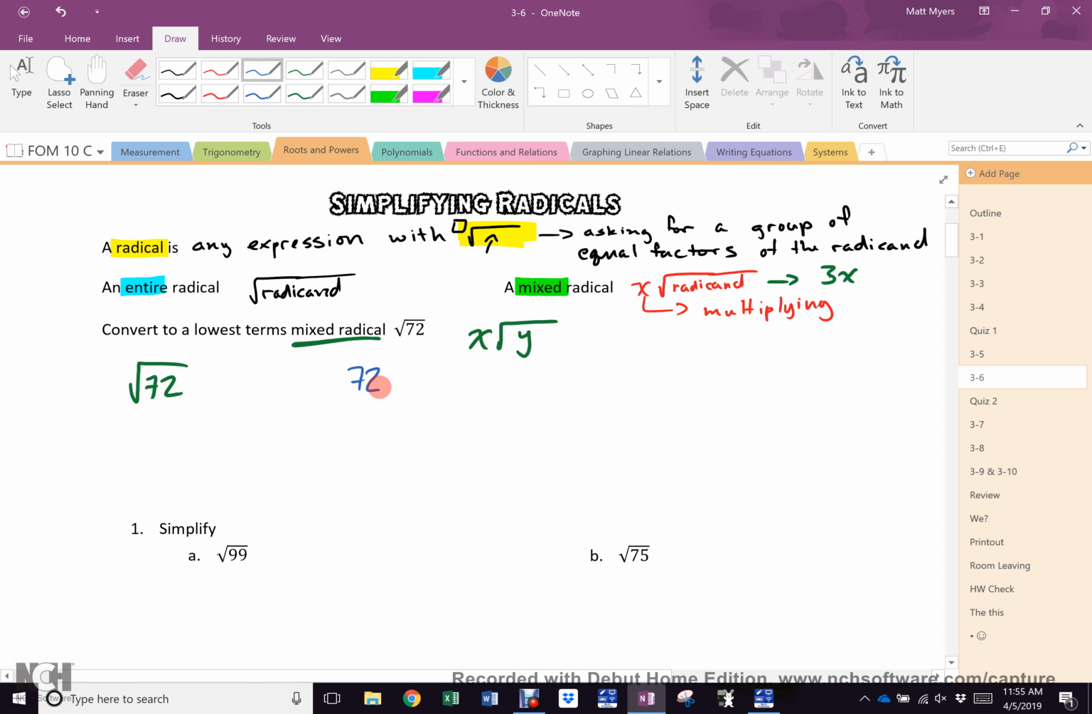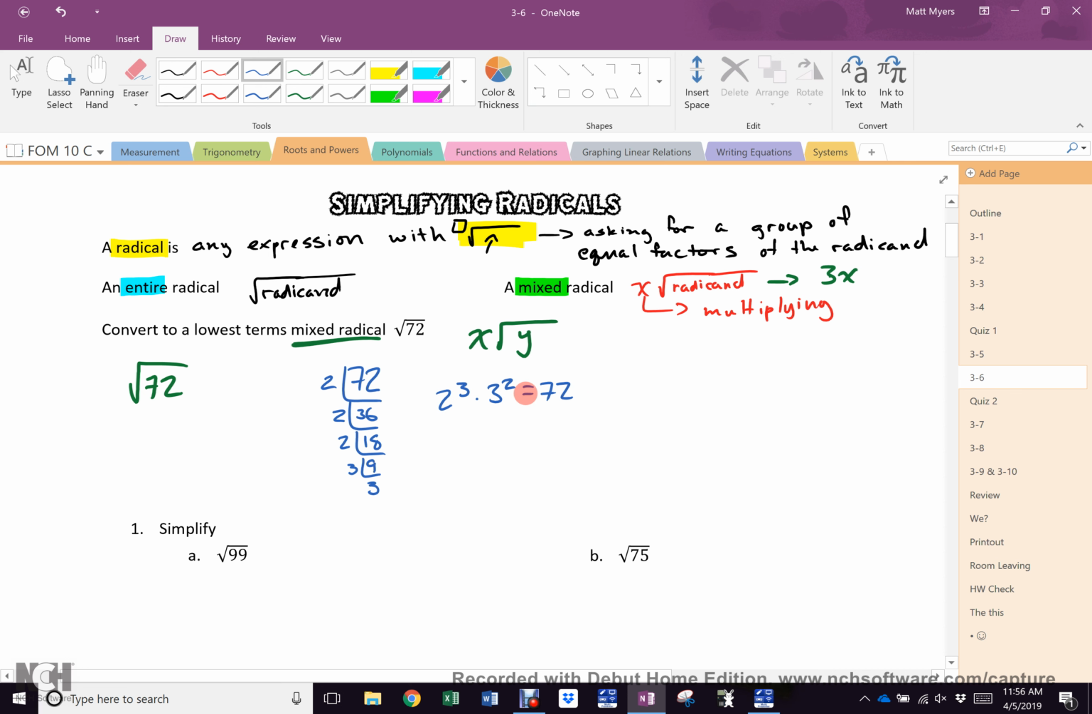Make a tree or use the stairs, whatever you like, okay? However you do it. Prime factor this, as if we were doing GCF or LCM. And we get 2 cubed times 3 squared. Does everyone agree? Okay. So we all agree that 2 cubed times 3 squared equals 72. Yes? 2 cubed is 8. 3 squared is 9. 8 times 9 is 72. We're all cool with that, right?